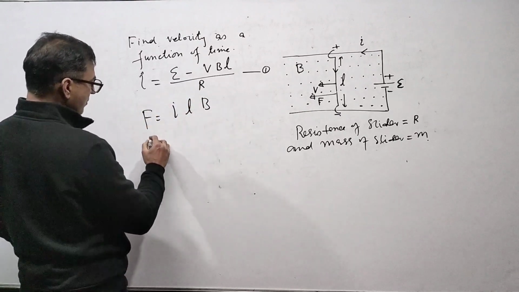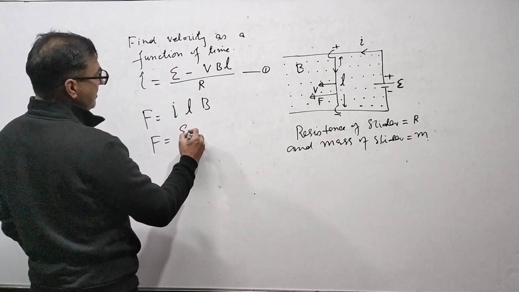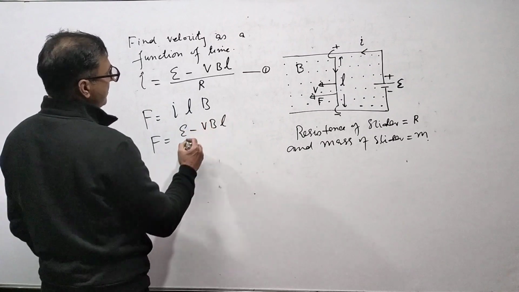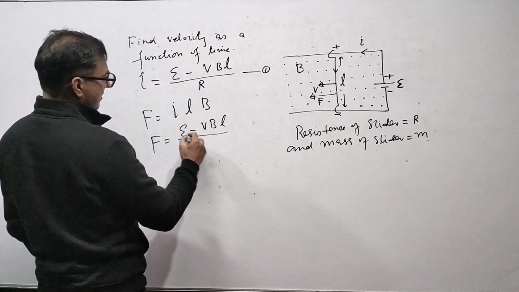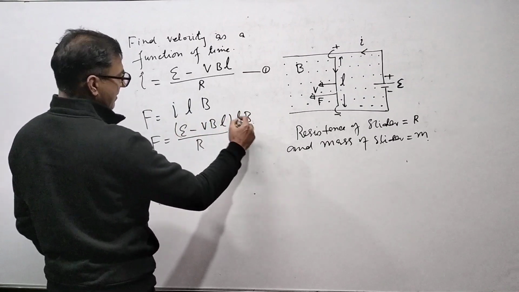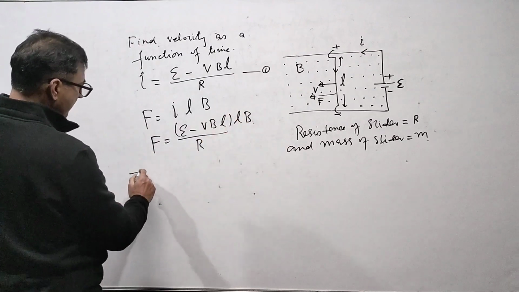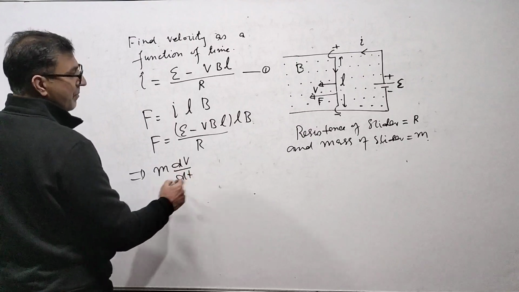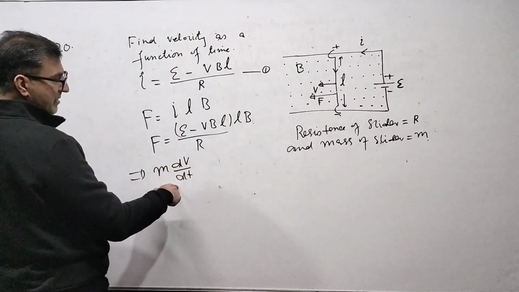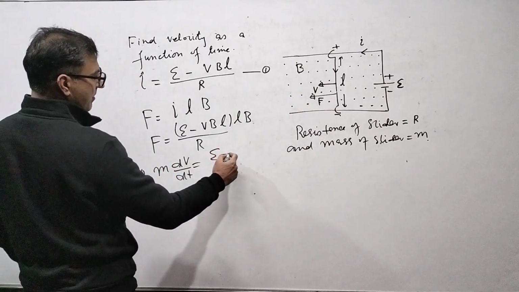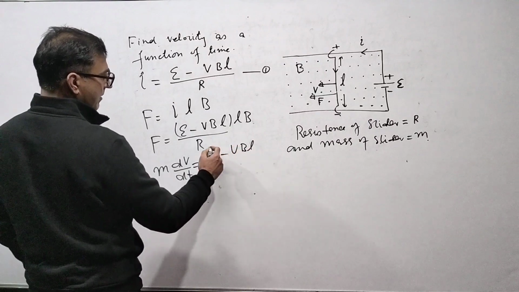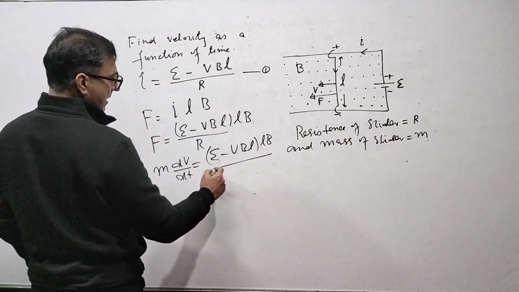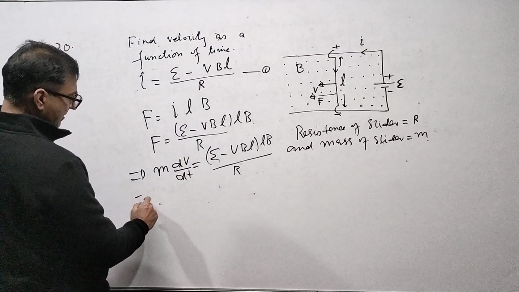That force is equal to, what is I? That's (E − VBL) by R, into LB. This force is m dv by dt. Mass of the slider into its rate of change of velocity is equal to (E − VBL) LB by R.